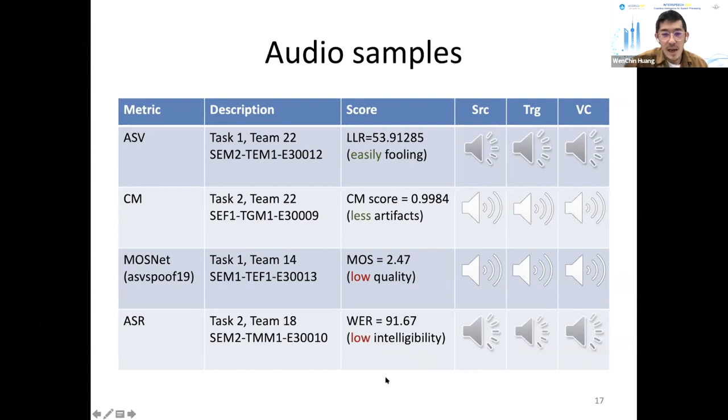So we want to emphasize that, for example, if one sample is performing pretty good in one metric, it does not mean that it will perform good in another metric. And also performing good, for example, in all metrics does not mean that it will be perceptually good to humans.